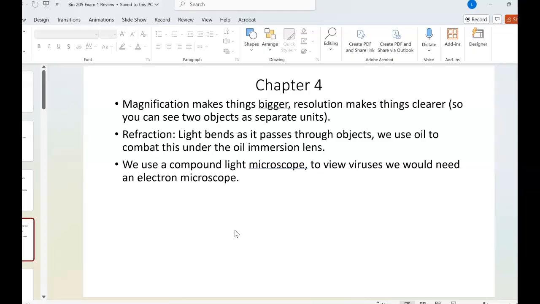Now, we spent a lot of time working with our microscopes. They are compound light microscopes that have 2 lenses. That's why they're called compound microscopes. So we can see our very small bacteria, but if we wanted to view a virus, we would need a very powerful microscope, an electron microscope. We would not be able to view them with our compound light microscopes.